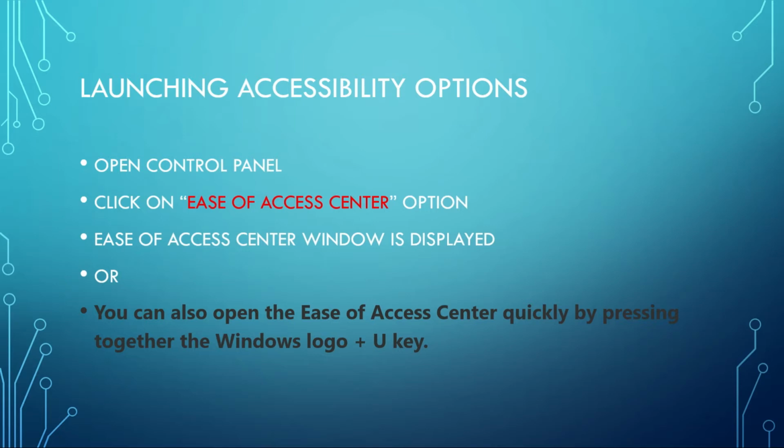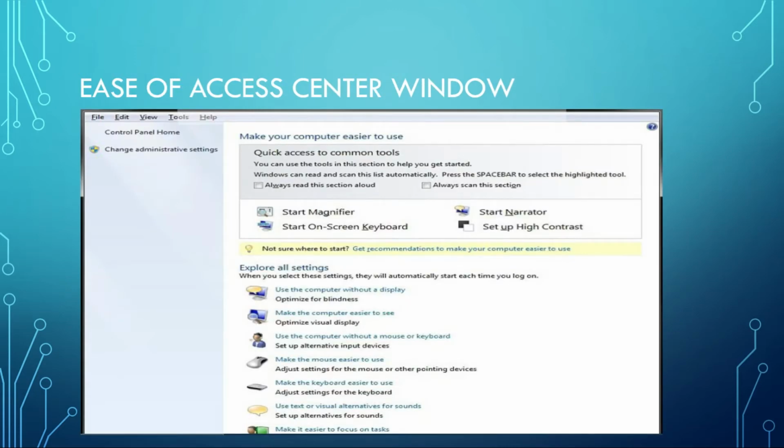If you do that, then the Ease of Access Center window will appear as I have shown you here. This is the Ease of Access Center window. Here you can see the four very important options: Start Magnifier, Start On-Screen Keyboard, Start Narrator, and Set up High Contrast. These are the important things. And in Explore all settings, you can see a few options are available.